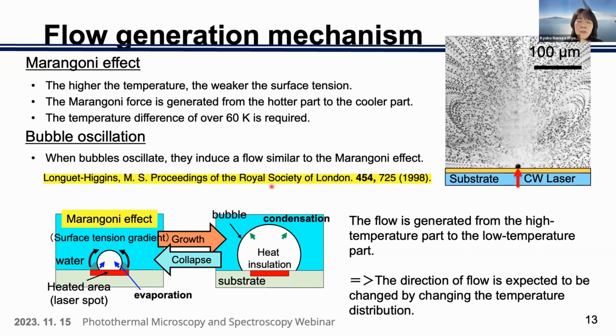Well, now we are trying to measure the temperature distribution around the bubble and see which is the dominant effect. But maybe we can talk about that next year, not for now. Anyway, the flow is generated from hot area to cold area. So the direction of the flow is expected to be changed by changing the temperature distribution around the bubble.